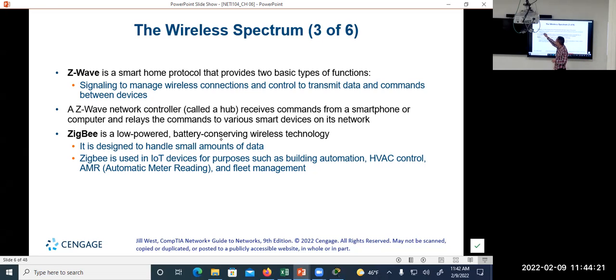Remember that everything here is very, very low power, and normally they have very, very simple communication. It's very little information, just turn on, turn off, or change a setting. Very small amount of data. Normally it's always a small amount of data here.